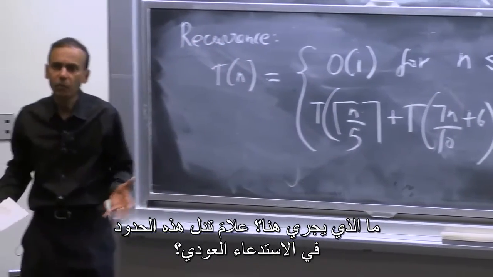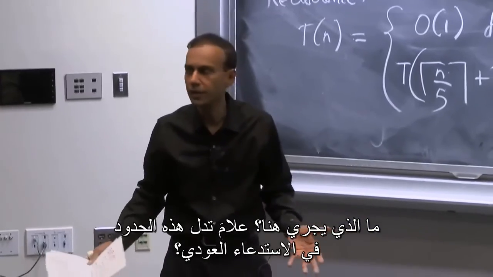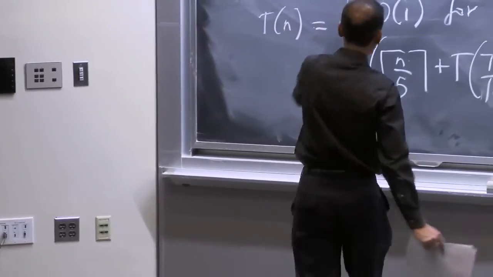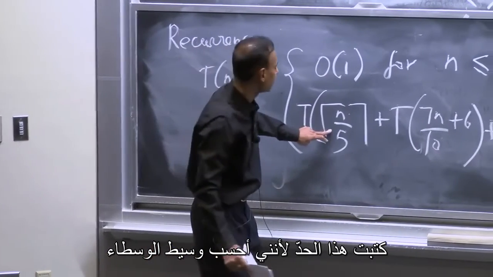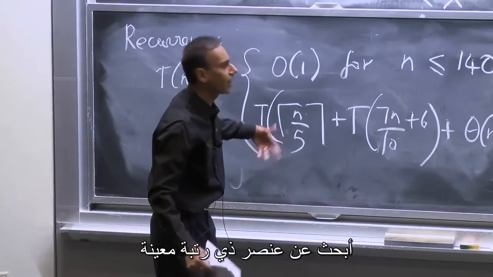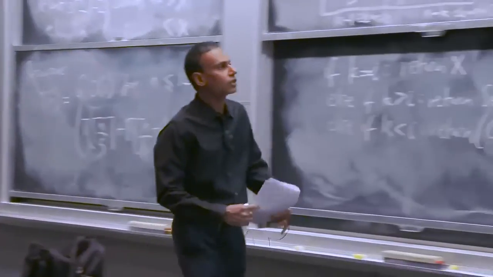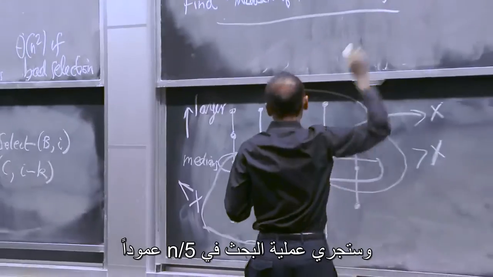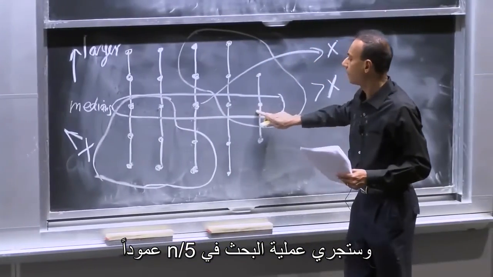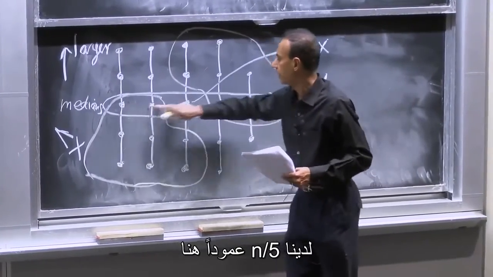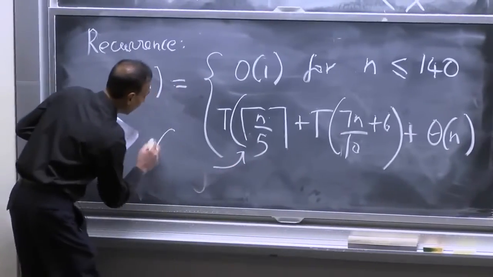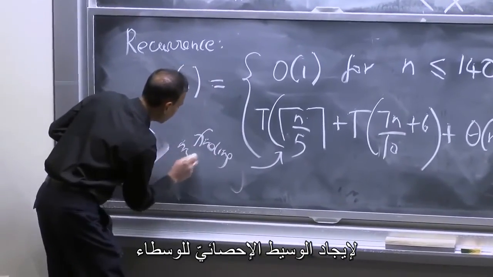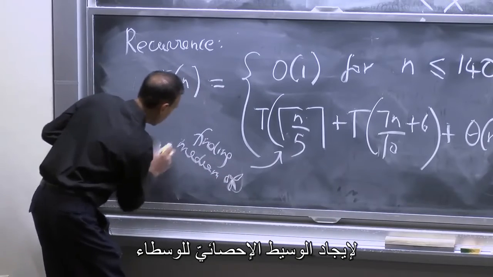So what is going on here? What are all of these components corresponding to in this recurrence? Really quickly, this is simply something that says I'm finding the median of medians. I'm finding some element that has a certain rank. This median of medians is going to be running on n over 5 columns. There are n over 5 columns here, and I'm going to be calling this median finding algorithm recursively to do that, finding the median of medians.